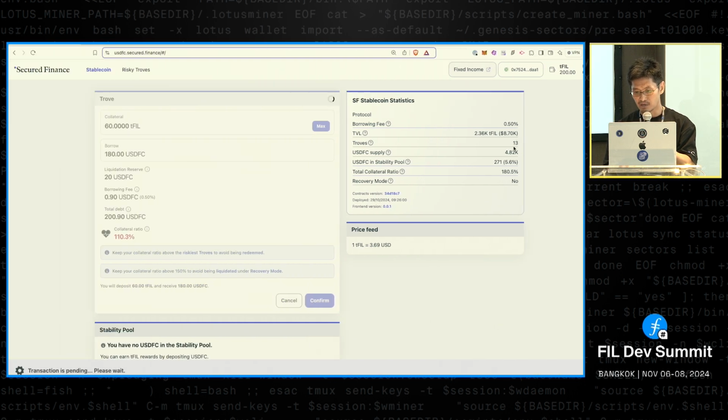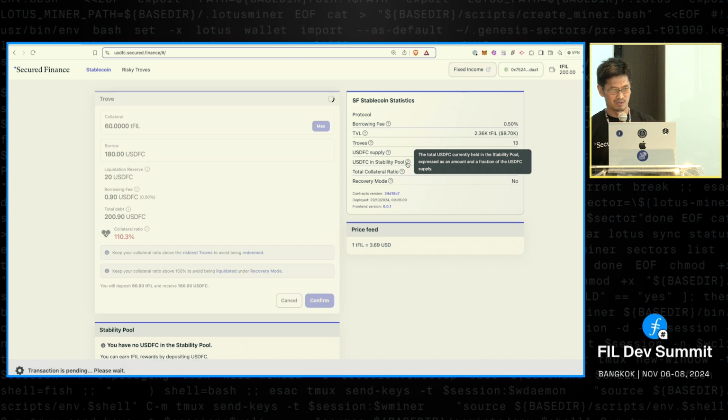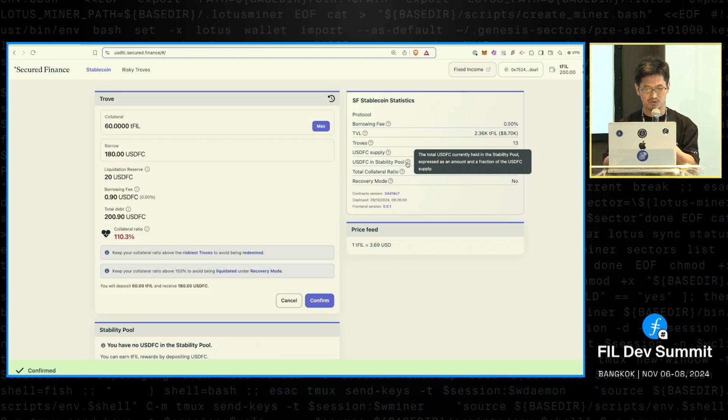And there are now currently 13 troves. So maybe one of you from the room is connecting and trying, which is good. Thank you for helping. And the other functionality I would like to cover is this stability pool. The stability pool is a single currency pool made of USDFC for the purpose of liquidation. And this pool is only used for the liquidation, which I can show here.